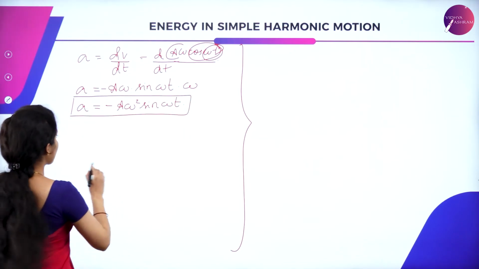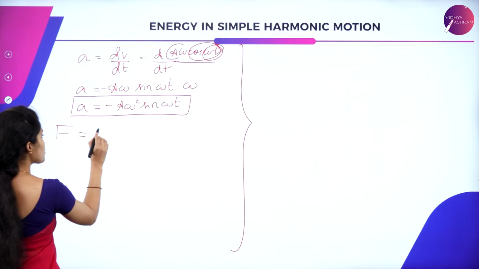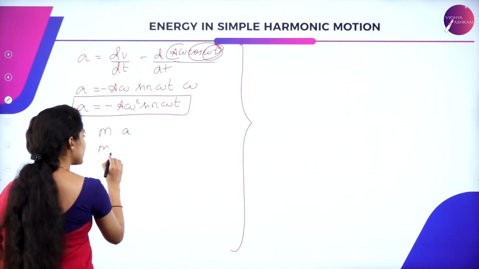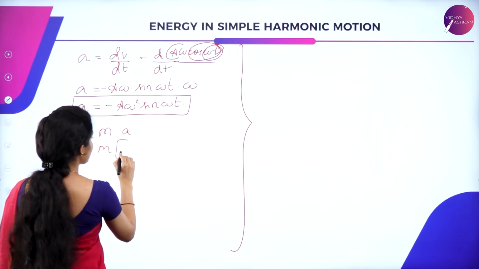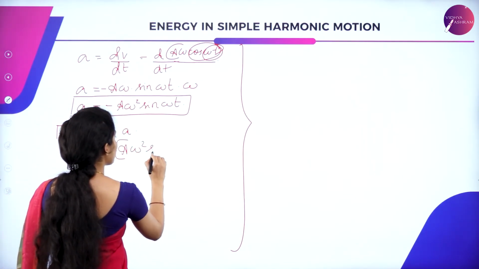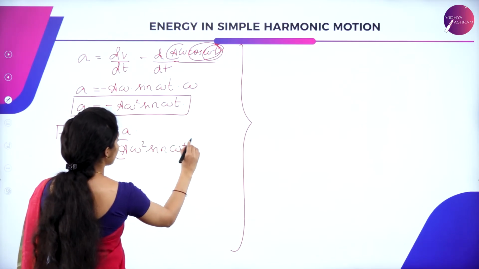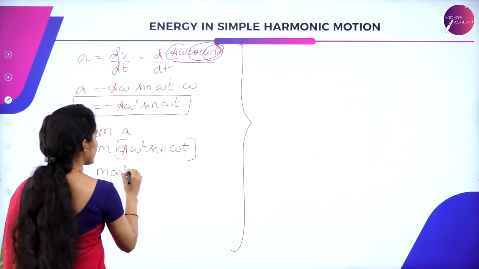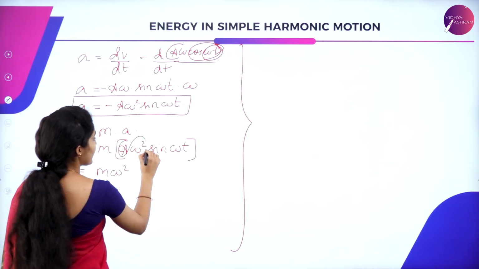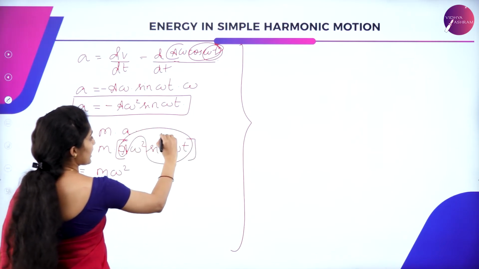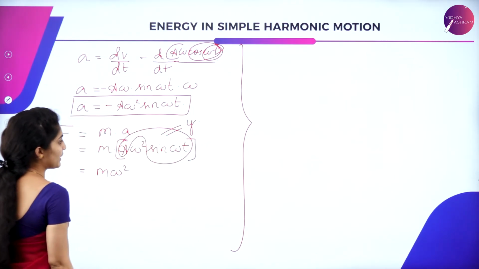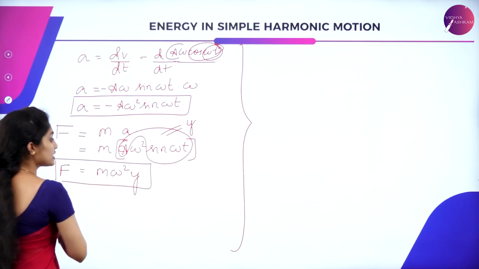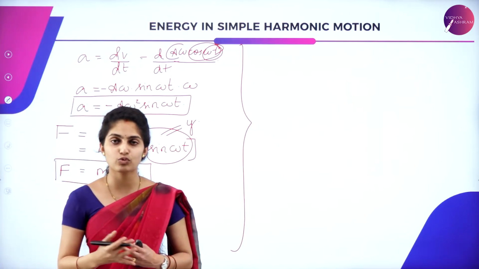And now, according to Newton's second law of motion, we have mass into acceleration. Mass is retained as it is, and acceleration is kept as A omega square sine omega t. So just take m omega square outside, and what are we left with? A sine omega t. What is A sine omega t? That is nothing but the displacement y. So F is equal to m omega square y is the force equation we are having.